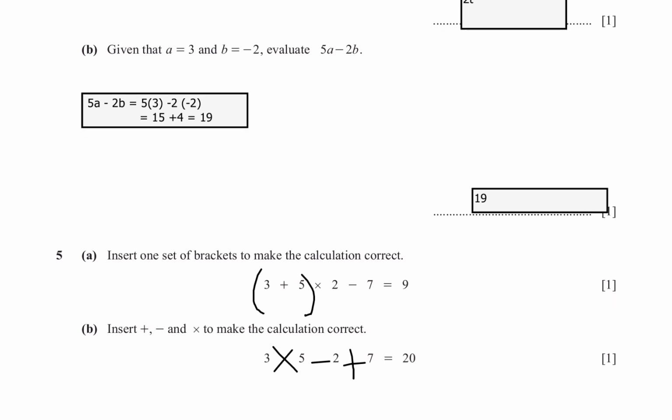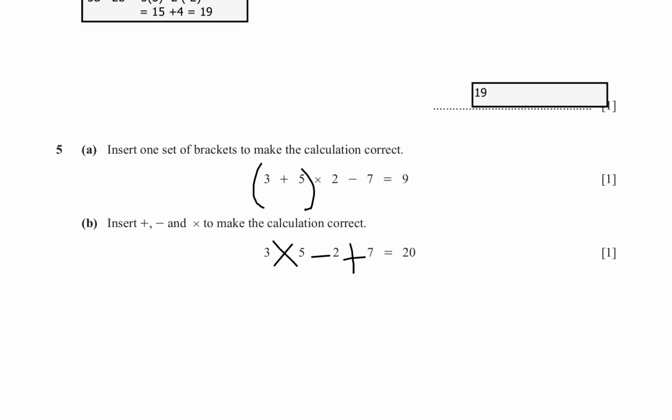Now putting in the values of A and B to be 3 and minus 2, we put in the value in the expression. So we get 5A minus 2B is equal to 5 times 3 minus 2 times minus 2. So 15 plus 4 is 19. So the answer of this expression is 19 when we put in the values of A and B.